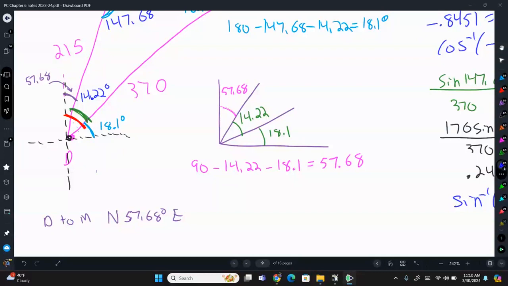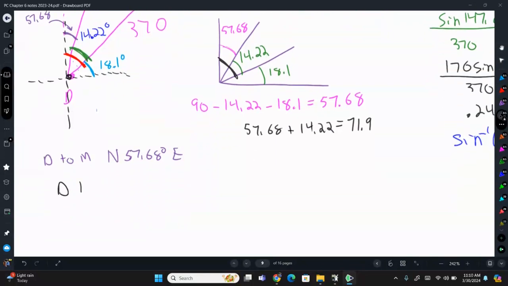Now we got to figure out that red marking. Well, that red marking, if we go back to our zoomed in picture, that red mark is this part right here. So 57.68 plus 14.22, that's going to give us 71.9. So then Dallas to Albany is north 71.9 degrees east.